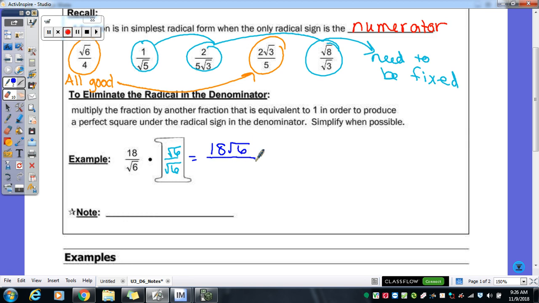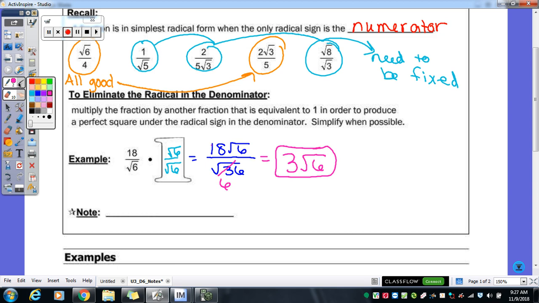So your numerators you would multiply across, so you'd get 18 radical 6. Denominators, 6 times 6 would give us a radical 36 down there. But what is the square root of 36? 6. So then 18 divided by 6 would give us 3 radical 6 as our final answer. That would be our simplified form. A lot of times it does get rid of the fractions. Every once in a while, it does not.